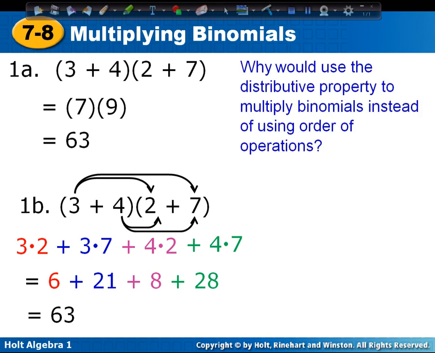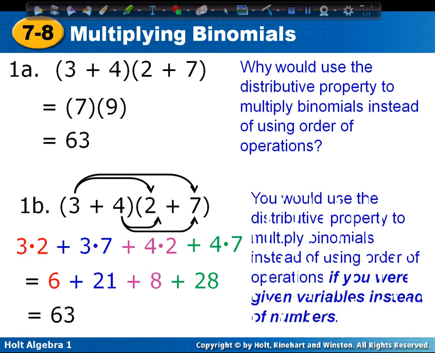It says, why would we use the distributive property to multiply binomials instead of using order of operations? Just like Ms. Fielden was saying, you would use the distributive property to multiply binomials instead of order of operations if you were given variables instead of numbers. If I turn that 3 and the 2 into an x, we could no longer use order of operations, and we would have to use this distributive property. You do not have to write down the words in blue, just make sure that you have the work here and the work here before you move on.